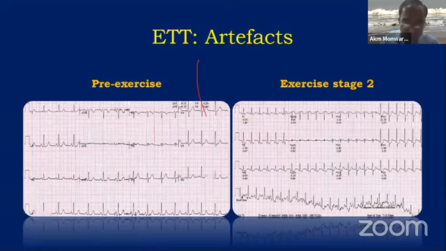I have already mentioned, look at this. There are some practical examples here. This is a pre-exercise ECG tracing during ETT. And you are mentioning that the quality is reasonably okay. But when the patient is in stage 2, there are so many artifacts that it will be very difficult to interpret the further ECG changes.